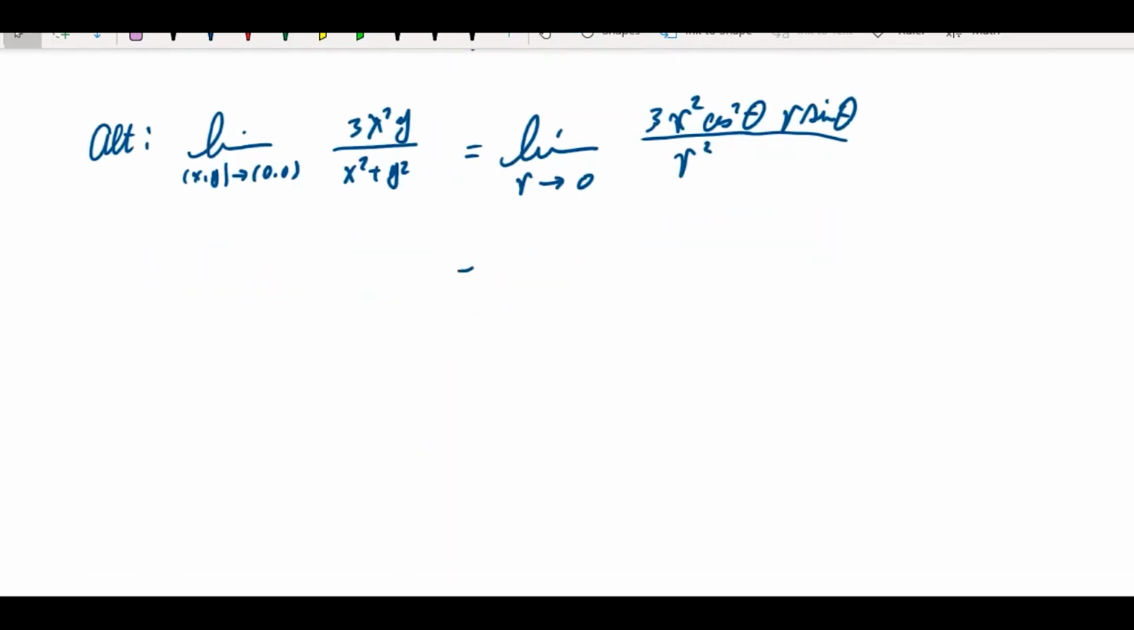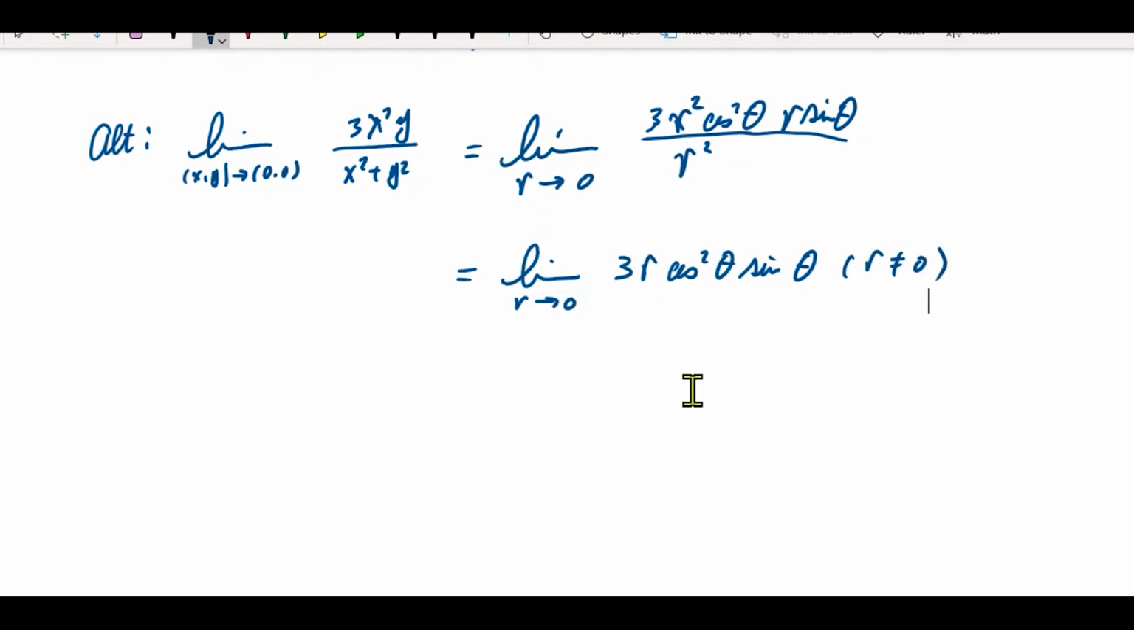So let's simplify this. So this is the limit as r approaches 0 of, what do you have? 3 r cosine squared theta sine theta. Is that what we have? And then as long as r is not equal to 0, but do I even need to write this? No, I don't, because when we say limit, it means r is not equal to 0 anyway, right? Okay, so now this r approaches 0 and there's no more denominator to worry about. That's the entire limit is 0. How about that? As we suspected from the beginning.